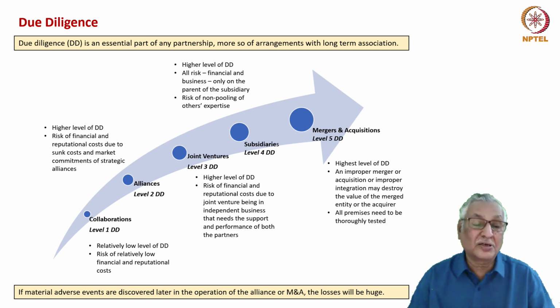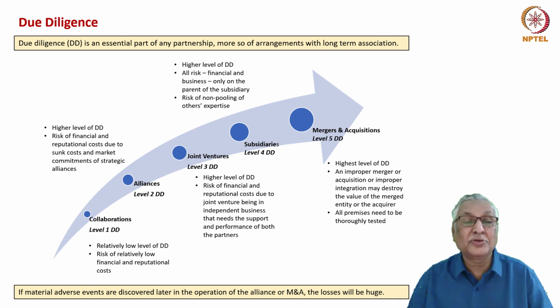So when you look at level 1 DD for collaborations, it comprises a relatively low level of diligence, and it also carries a relatively low level of risk in terms of financial and reputational costs. Because of somewhat inadequate due diligence, if the collaboration fails, it is not going to be earth-shaking in terms of reputation for the partners. Then alliances, strategic alliances, which I talked about, constitute level 2 due diligence.